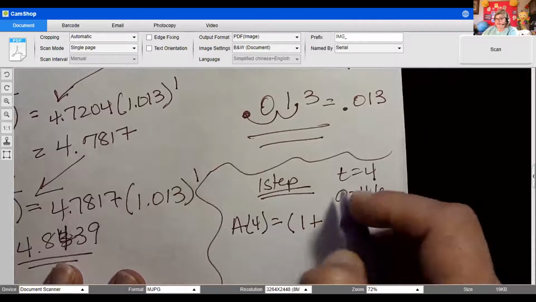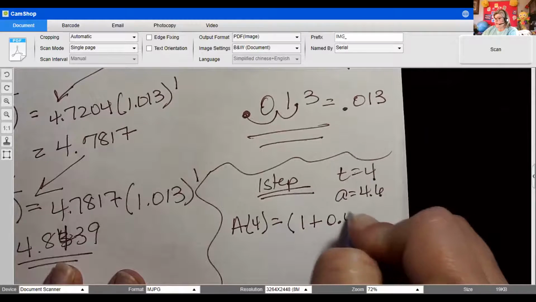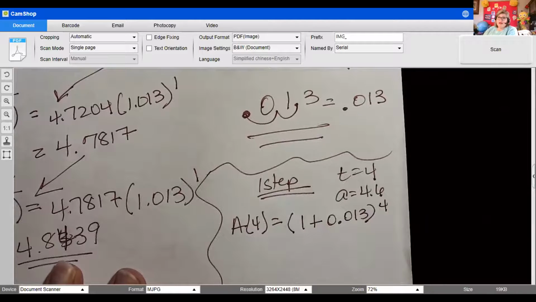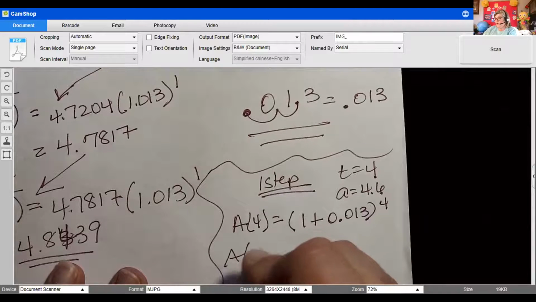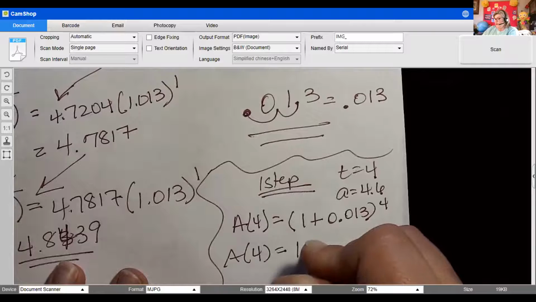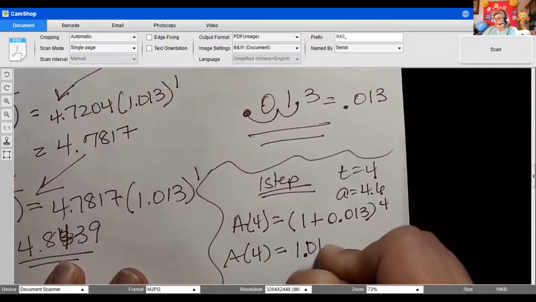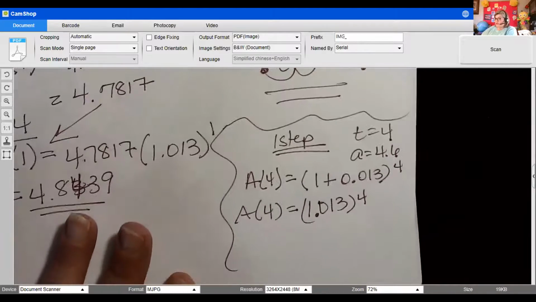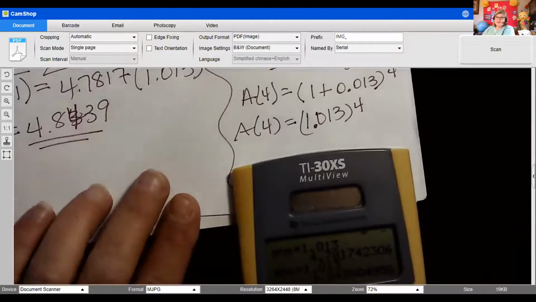And so we can say A of 4 is equal to 4.6 times 1 plus 0.013 raised to the 4. And so that is A of 4 is equal to 4.6 times 1.013 raised to the 4. And this is just a one-step process now.